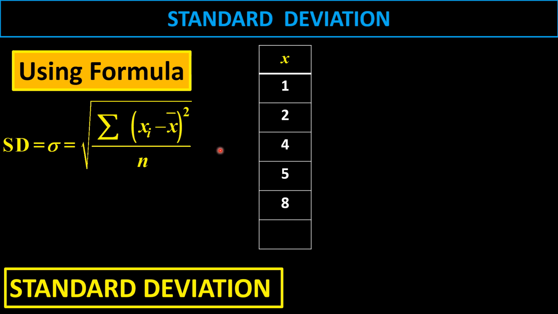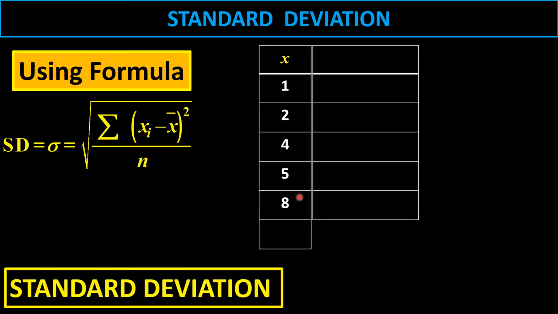How do you find the mean? Sum: 3 plus 4 is 7, 7 plus 5 is 12, 12 plus 8 is 20, 20 divided by 5 is 4. So we should be able to calculate the mean quite easily, right? You can see that we need the mean, so we quickly calculate the mean, and the mean is 4.